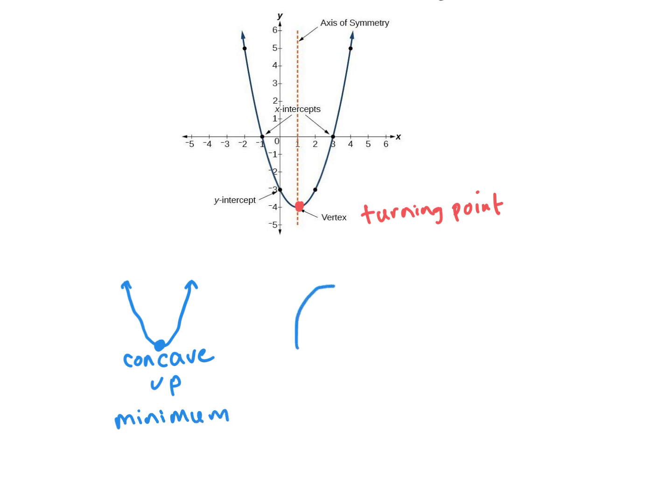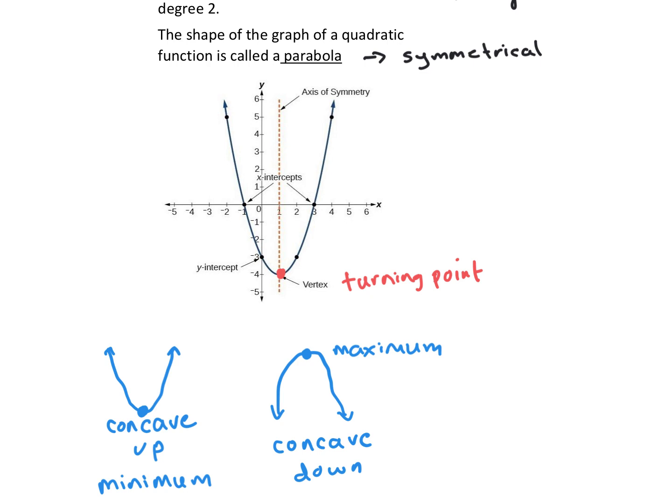You could also have a parabola that turns down. You can see the arms point downwards, and this is called concave down. This vertex would be considered a maximum point because it is the highest point. So the vertex could be called minimum or maximum depending on which way it turns. The axis of symmetry goes through the vertex, and it's that line of symmetry that divides the parabola in half.